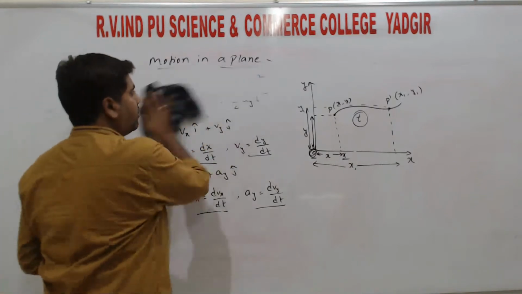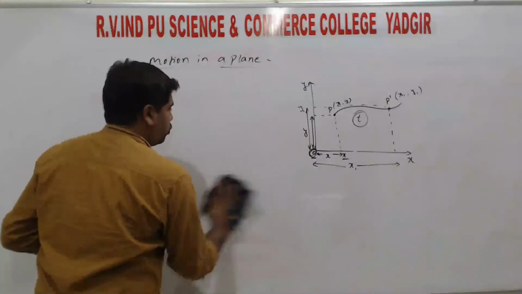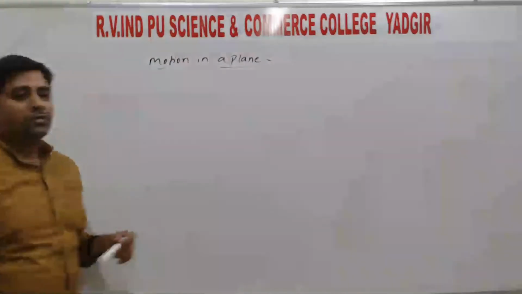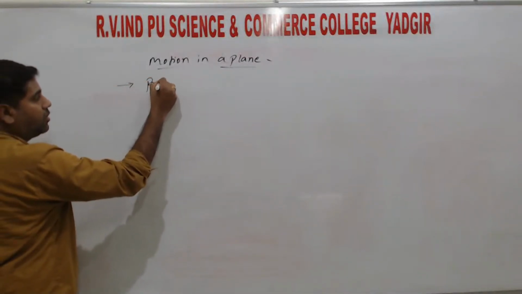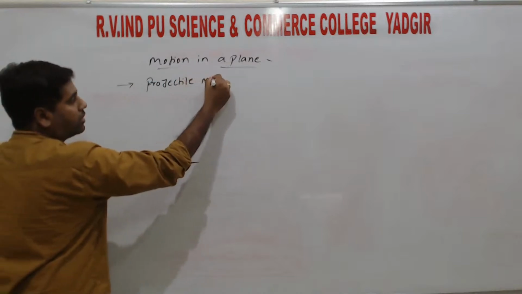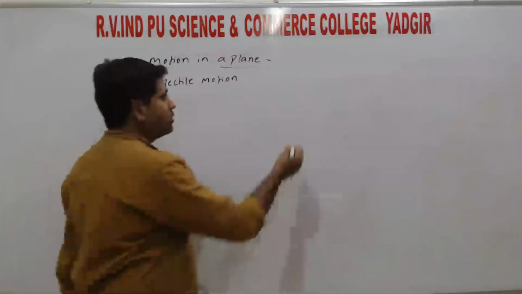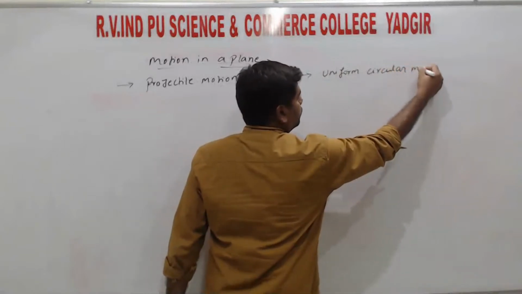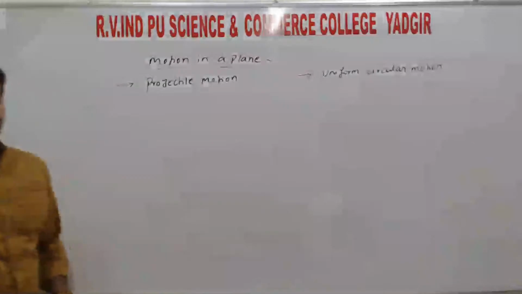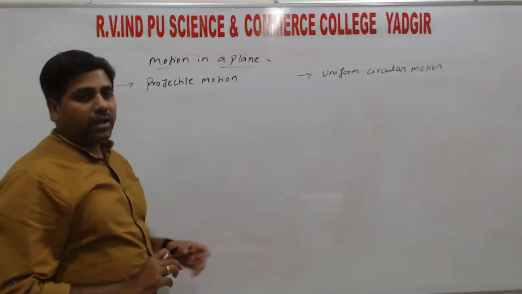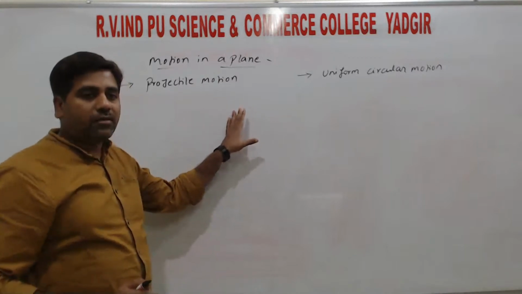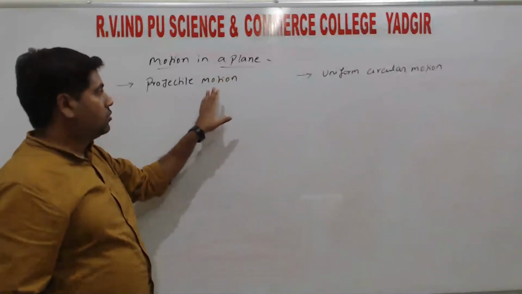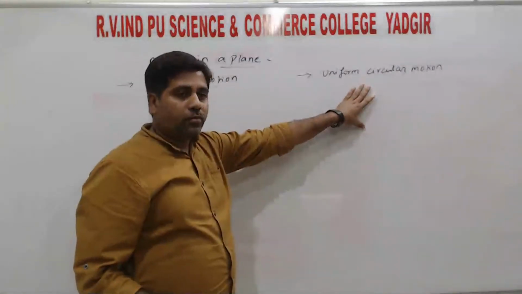So in this chapter we are mainly discussing two examples for motion in a plane, right? In that, the first one is projectile motion, and the second one is uniform circular motion. So these are the two examples for motion in a plane. Motion in a plane means any object which is traveling in both the x and y coordinates. Among these, we study two concepts particularly: one is projectile motion and another one is uniform circular motion, right?